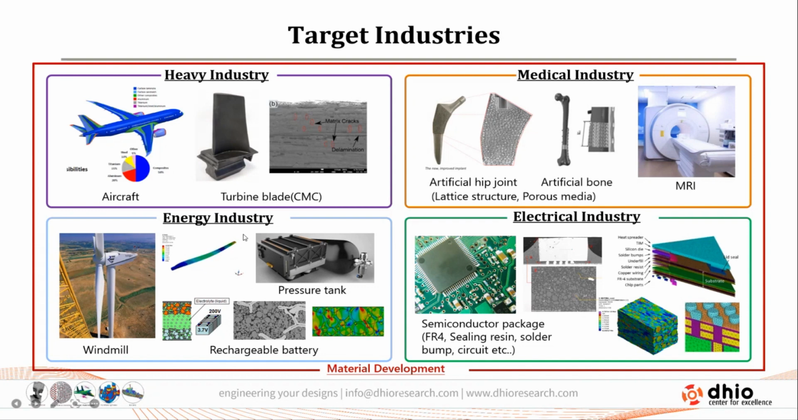The energy industry is also targeted, and especially the electrical and magnetic, electromagnetic industries like semiconductor packaging, where the package is composed of FR4, sealing resins, solder bumps and circuits. So these are the industries it can target for material development.